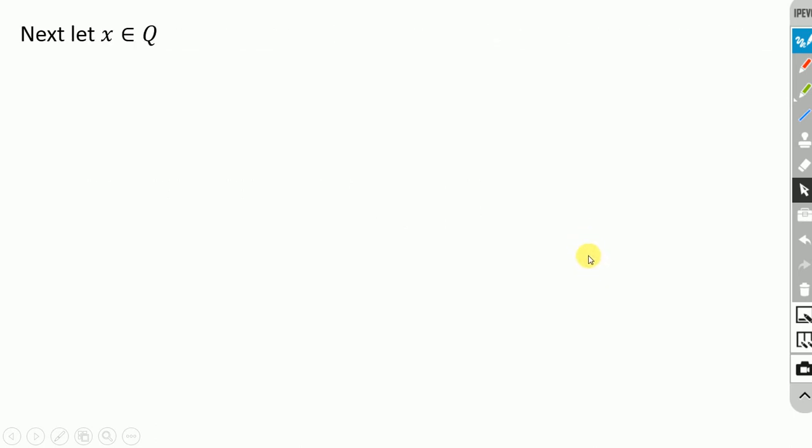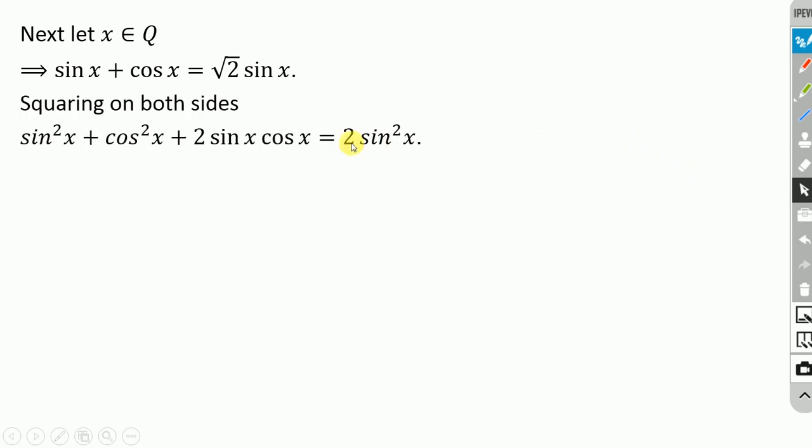Next, let us take an element of Q. If x is an element of Q, then x satisfies this equation, that is sin x plus cos x is equal to root 2 sin x. Now we will square this equation on both sides. Therefore we get sin square x plus cos square x plus 2 sin x cos x is equal to 2 sin square x. We are applying a plus b whole square here, and root 2 square is 2, and sin x whole square is sin square x.